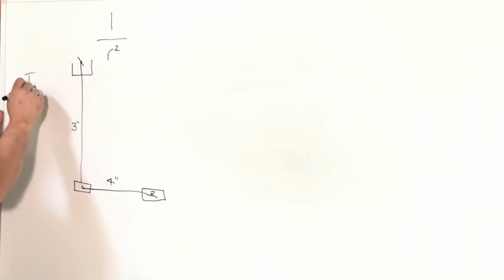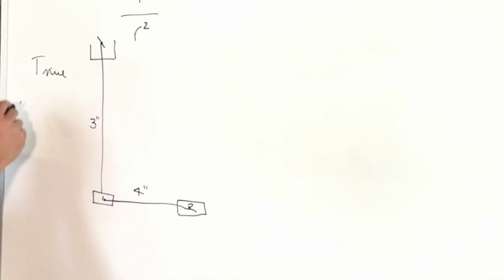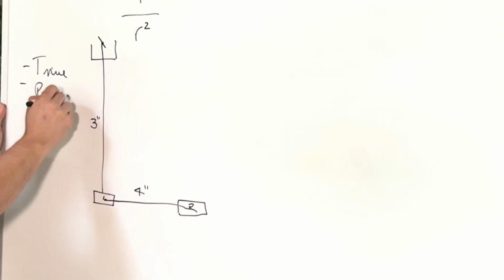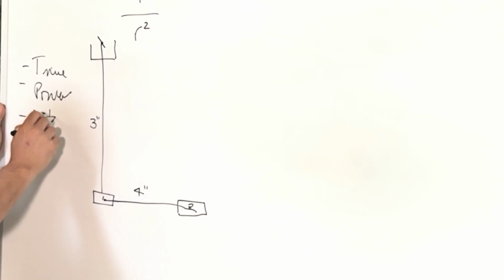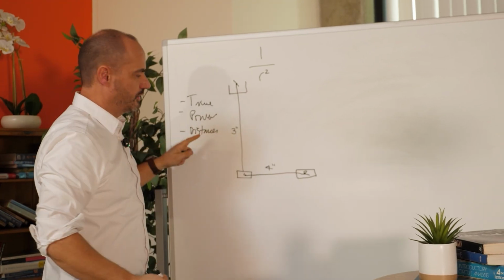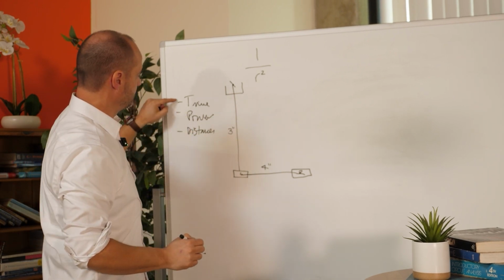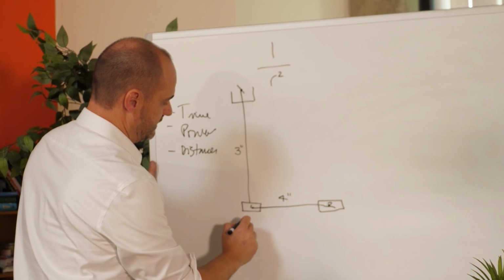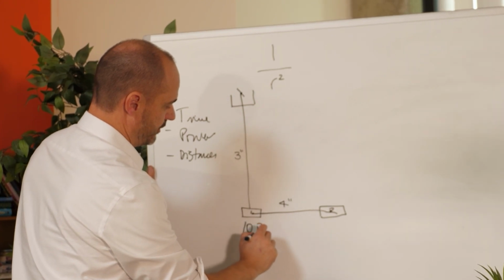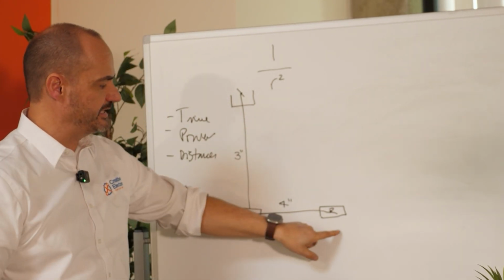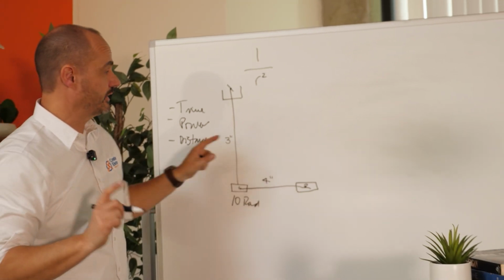Based on time, power, and distance, right? Those are the 3 things we need to know to calculate the exposure of this component. Based on time, power, and distance, let's say that I know that the exposure on component 1 is 10 rad. So what's going to be the exposure on component 2? Let's figure this out.